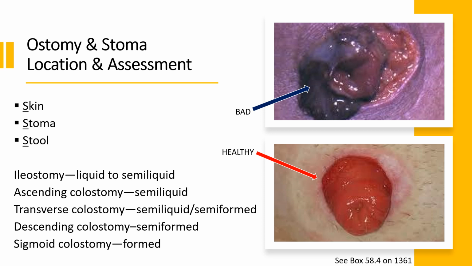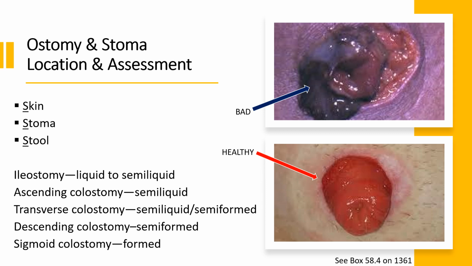The stoma, let's look at the color of it. It should be pink and moist. Like the bottom right where I put healthy, it should be pink and moist. If it's dark red, purple, or black, like that upper right one, which says bad, that's a sign of ischemia, meaning that there's a lack of blood flow and there's tissue death. That's really bad.